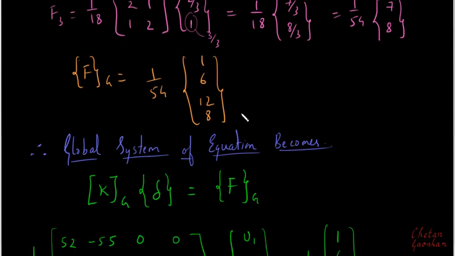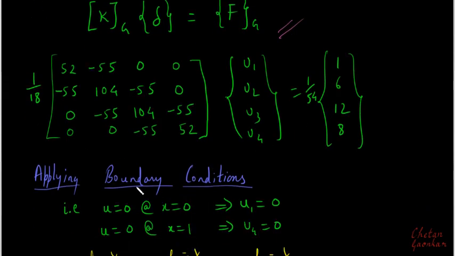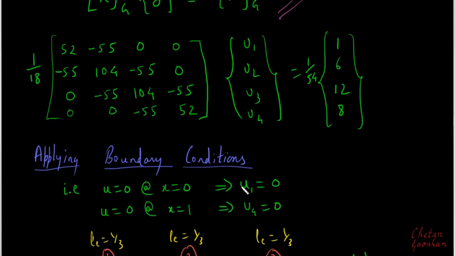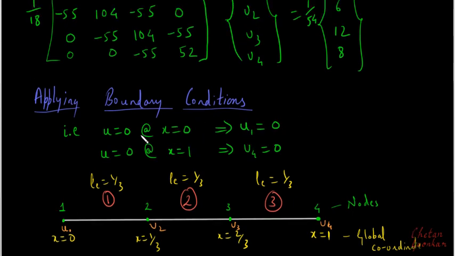And once I get the global force matrix, I can substitute it into the global system of equations, and I will get this big equation. This is the stage where we had seen how to apply the boundary conditions. Since this is the same problem which we are solving, the boundary conditions will also remain same. Since u is 0 at x equal to 0, that tells us that u1 is 0, and since u is 0 at x equal to 1, that tells me that u4 is 0.